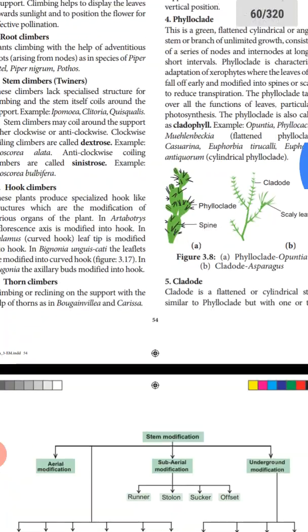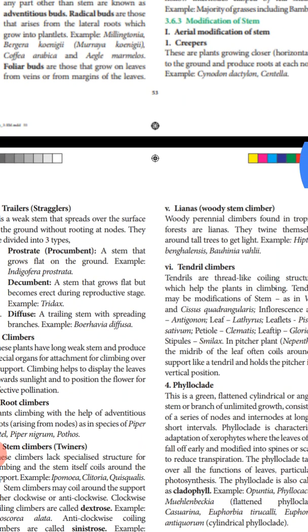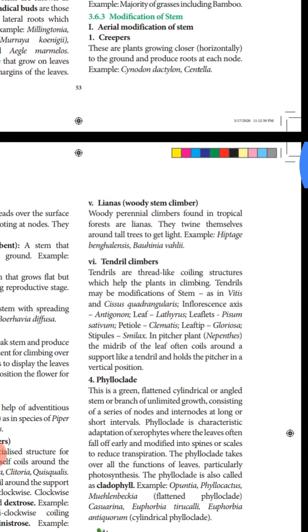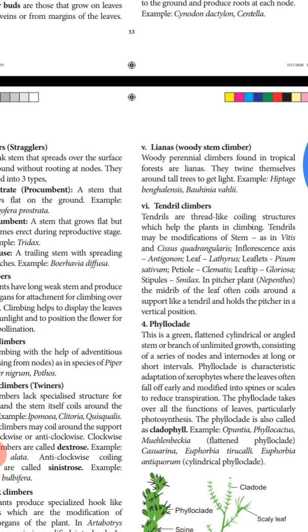So next, let's study about aerial modification. The first type of aerial modification is the creepers. These are plants that grow close to the ground, horizontally, and they produce roots at each node. So here the plant has a weak stem, the stem grows close to the ground, and from the nodes of the stem they produce roots. Okay, that is what we have studied on the creepers.